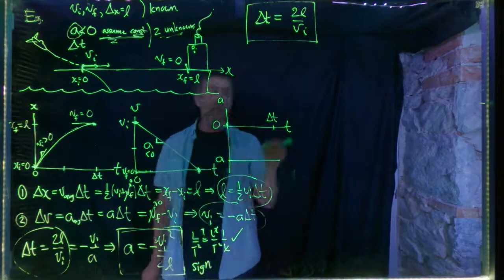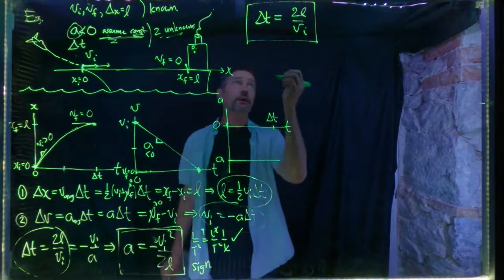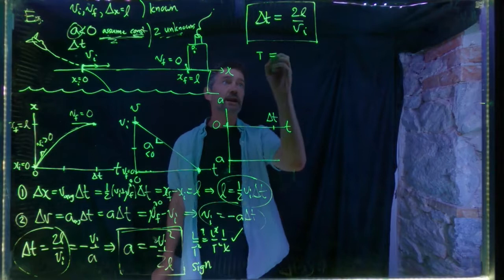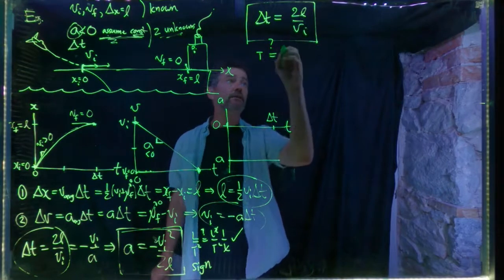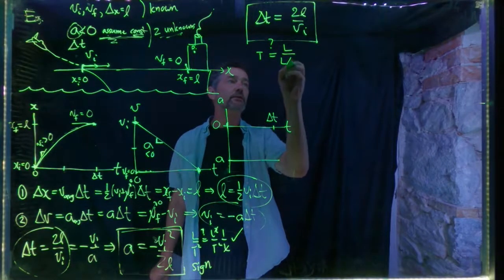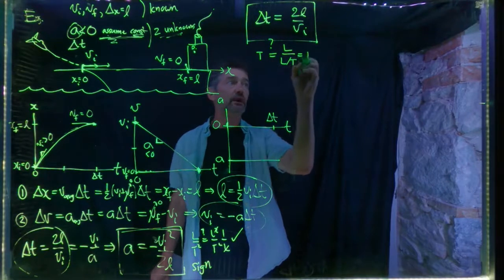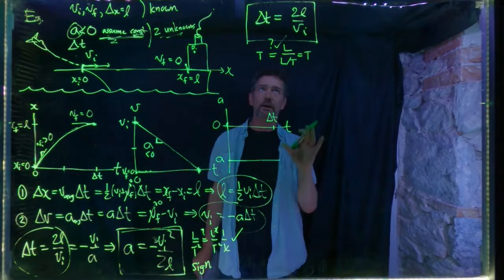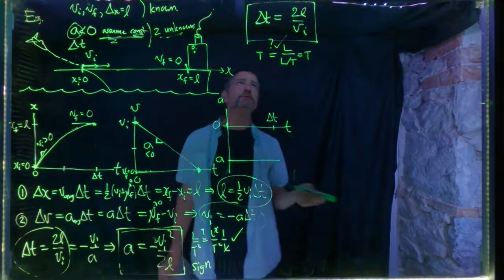Think first about the dimensions. On the left-hand side, the dimensions are time. The dimensions on the right-hand side are a length divided by a velocity. That's a length over time. Length divided by length over time is time. Correct. So we haven't made a serious mistake. We got dimensions of left-hand side equals dimensions of right.